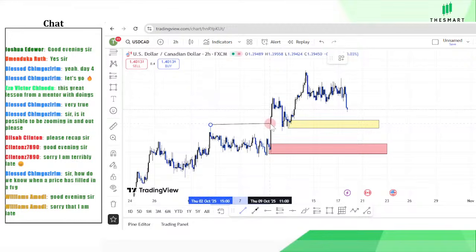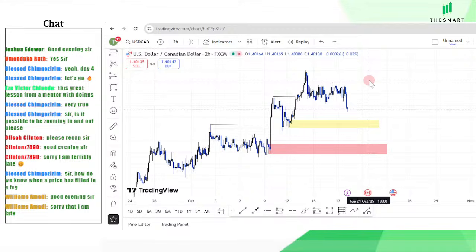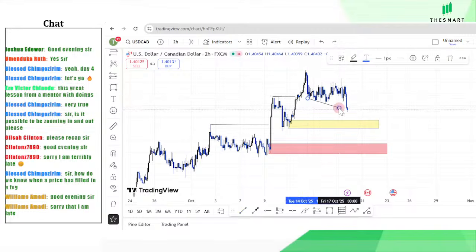We have this break at this point. We have this break at this point here. We have this impulsive move at this point to the upside. The market has given us what? Liquidity. All of this has what? Our liquidity at this point.